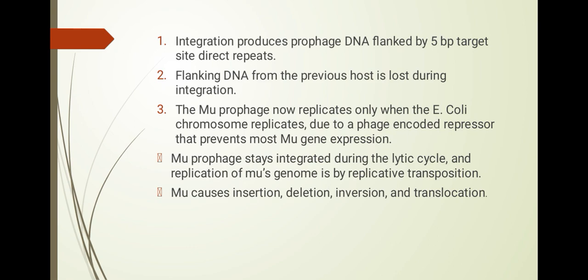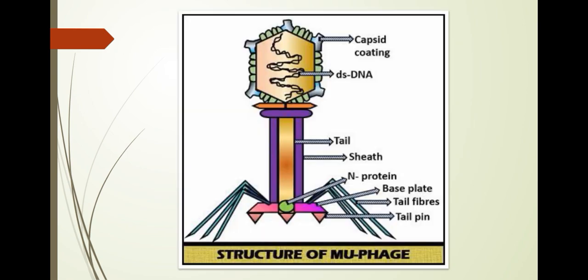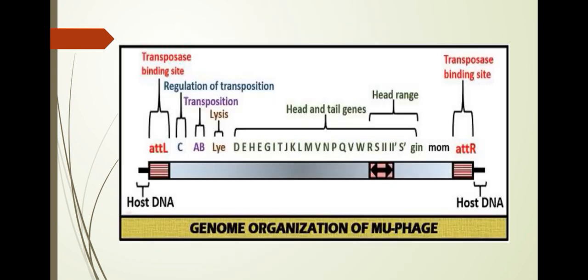Mu causes insertion, deletion, inversion and translocation. Structure of Mu phage: capsid coating, dsDNA, tail sheath, N protein, base plate, tail fibers and tail tip. Transposase binding site: regulation of transposition, lysis, head and tail genes. Genome organization of Mu phage: transposase binding site, attR, host DNA.